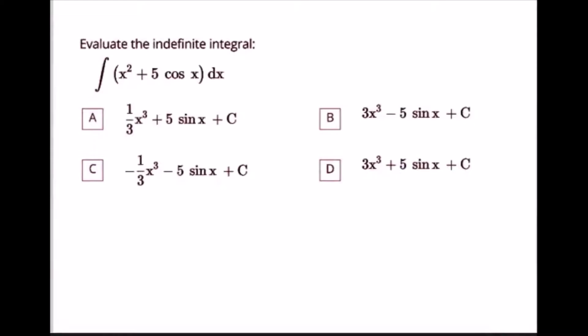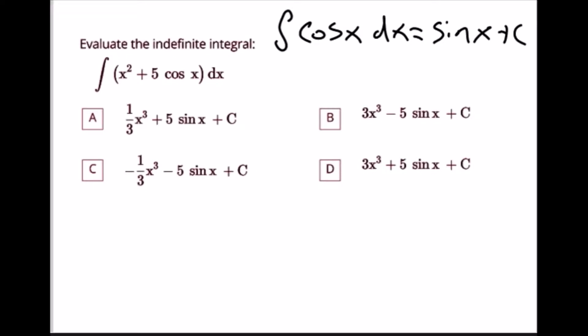Evaluate the indefinite integral of x squared plus 5 cosine x dx. So in order to solve this question, we need to use this rule, which is the indefinite integral of cosine x dx equals sine x plus c. So now let's start solving. For the first variable, we will use the power rule of integration, which gives x to the power of 3 divided by 3 plus 5 sine x plus c.